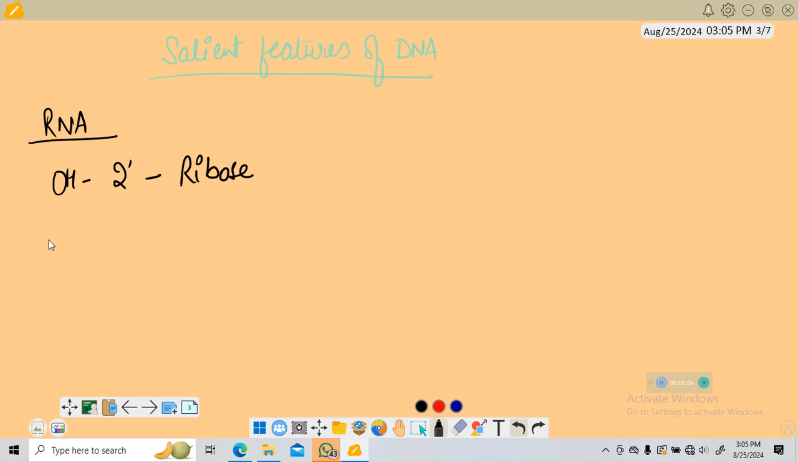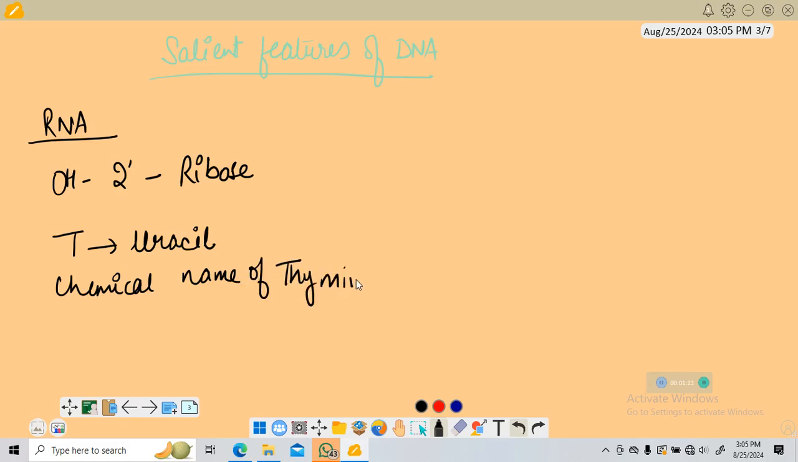So thymine is replaced by uracil. The chemical name of thymine is 5-methyl uracil. If a methyl group is attached at the 5' position, then uracil becomes thymine.